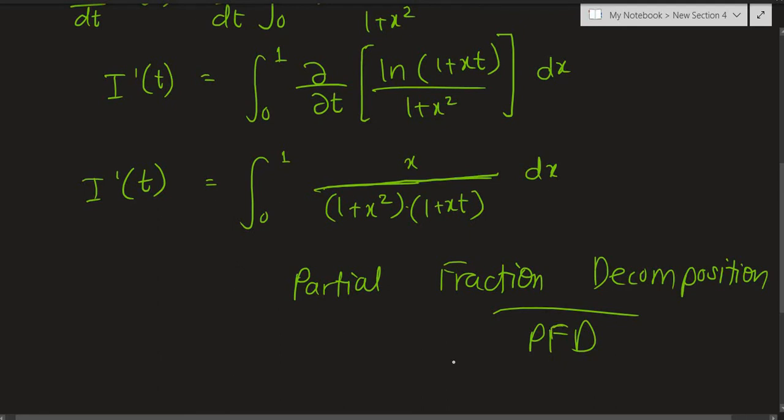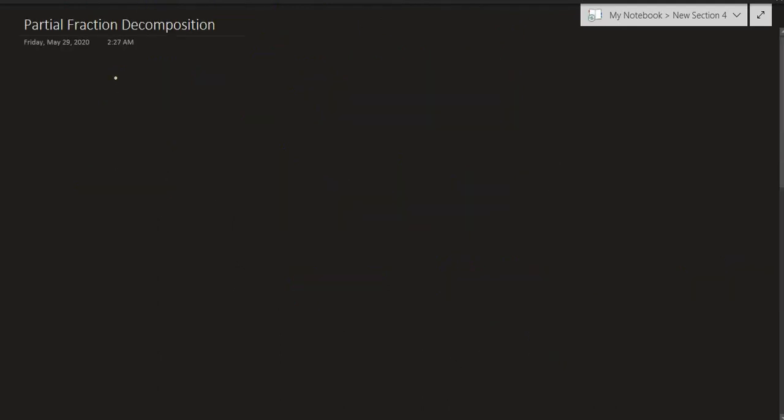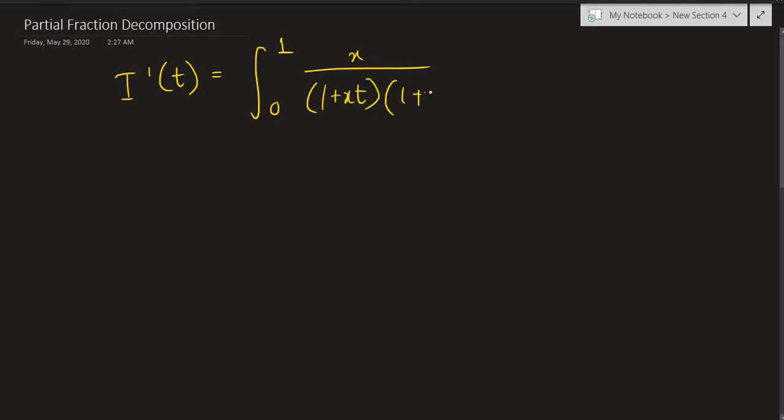See you there. So previously we obtained I prime of t is equal to the integral from 0 to 1 of x divided by 1 plus x times t times 1 plus x squared, and a dx here.